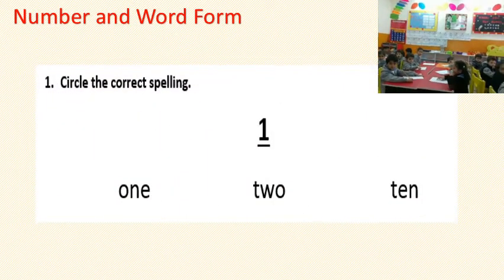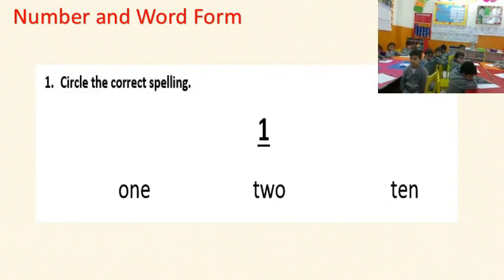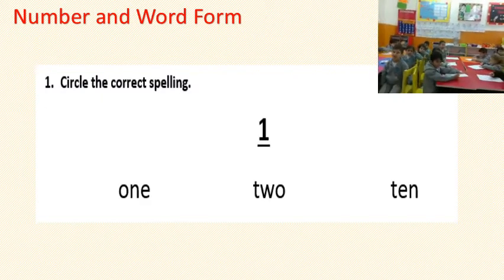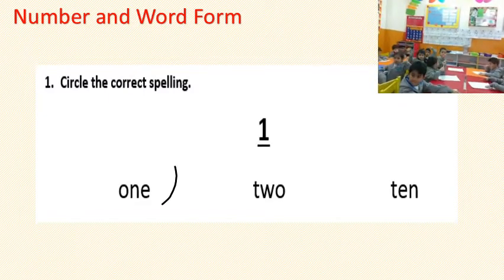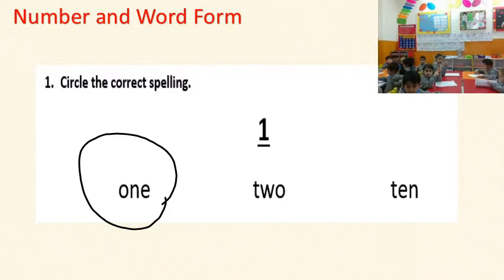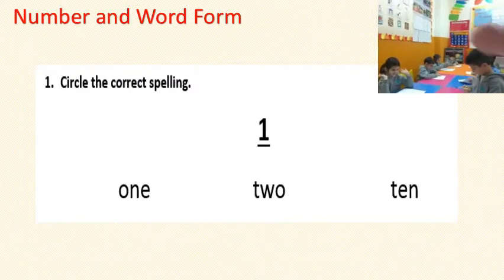Now we're looking at question number 1, and question number 1 asks me to circle the correct spelling. What number do we have here at the top? 1. How do I spell 1? Ibrahim. O-N-E. That's right. So go ahead and circle it.